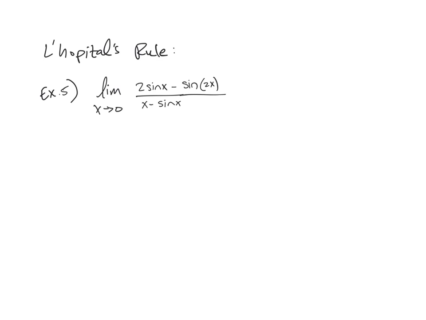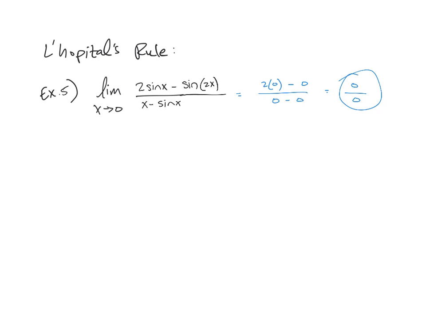Alright, here's our last example of L'Hopital's rule. And again, I would start with direct substitution. And when I plug a 0 in there, I've got 2 times sine of 0. So 2 times 0 minus sine of 2 times 0, which, guess what, is 0. So I've got a 0 on the top. And in the bottom, I'll have a 0 minus 0. So a 0 in the bottom. So indeterminate form, that would tell me, hey, use L'Hopital's rule.